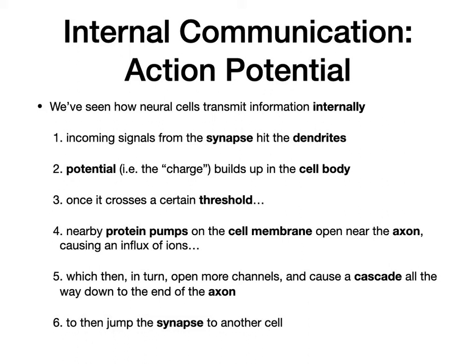So let's pin it down a little better. We've seen how this happens, right? Incoming signals from the synapse will hit the dendrites, and then the potential, the charge, builds up in the cell body. Once it crosses a certain threshold of being charged enough, this will cause protein pumps in the cell membrane near the axon to pull a lot of ions in and release ions out, which will then destabilize the next axon membrane segment, and the next, and the next, causing this cascade all the way down to the end of the axon. And then somehow the signal that we've sent will jump to another cell, right?